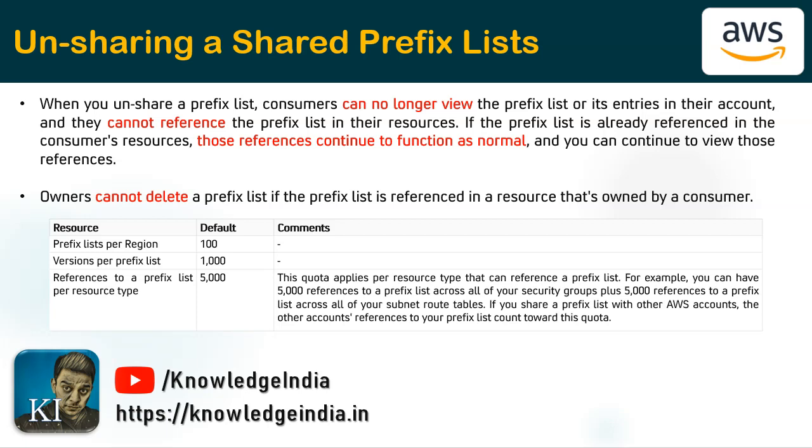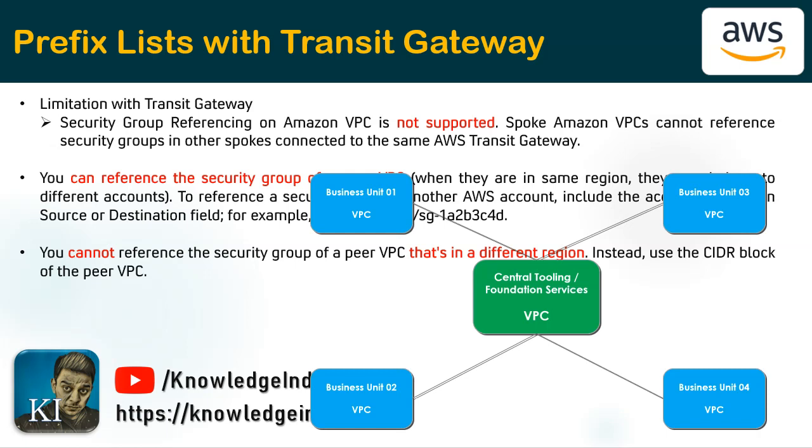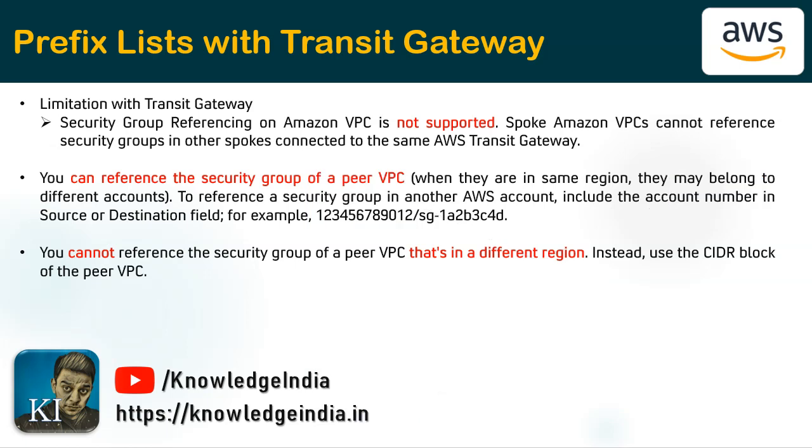So remember that part. Now, I'll just talk about the last bit, which is the limitation with transit gateway. I was telling you this thing, right? In a hub-spoke model, if you have different spoke VPCs peered to the hub VPC, then when they are peered, they can actually reference the security group of the other VPC. Of a peered VPC, they would be able to reference the security group within the same region. Remember that part. Peering is supported even across different regions, but security group referencing is only possible between two peered VPCs within the same region.